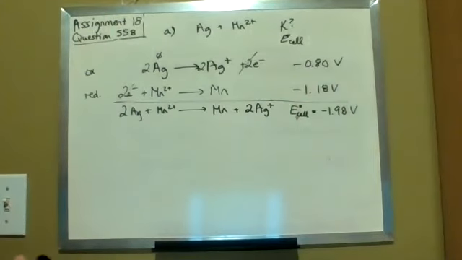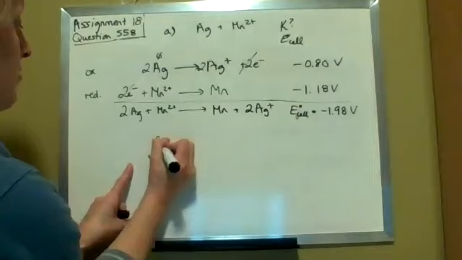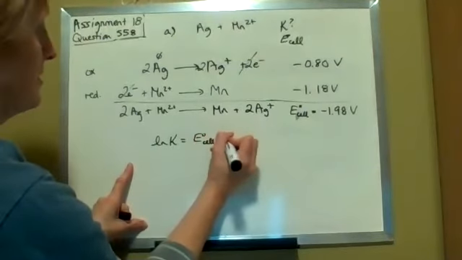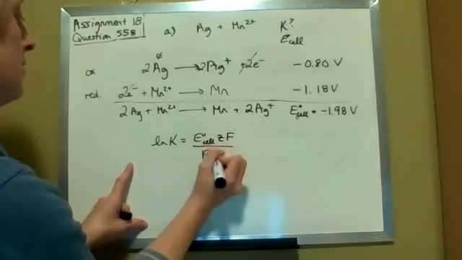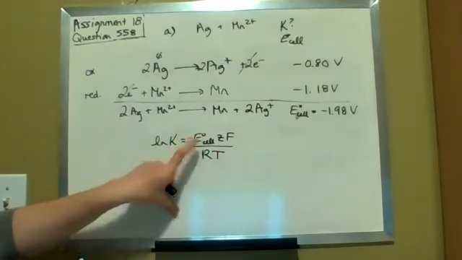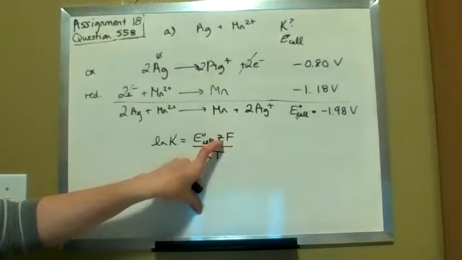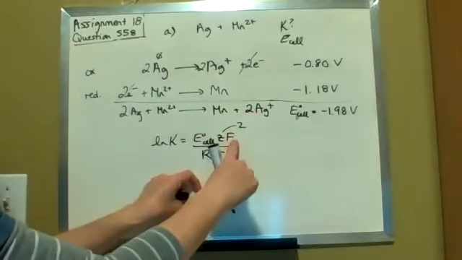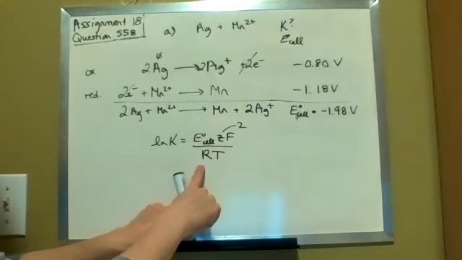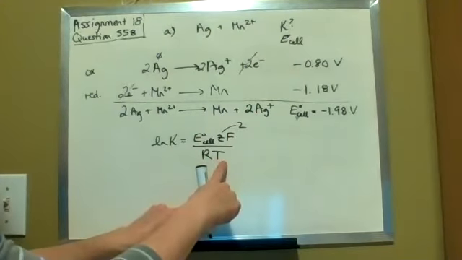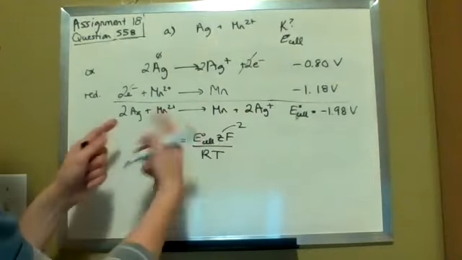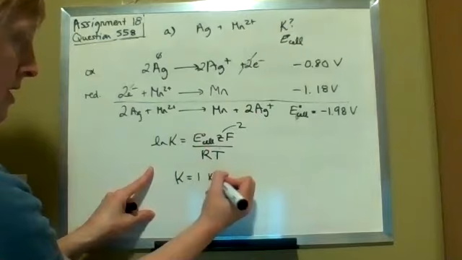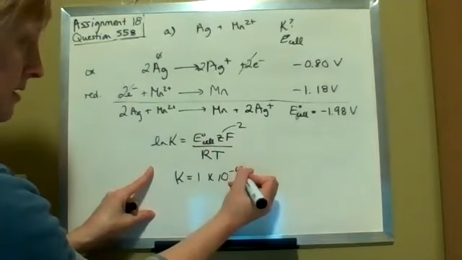And just like the question before this one, 42, our equation for K comes from this one here. We just found E0 cell. Z is the number of electrons transferred in the balanced equation, so in this case Z is 2. F is Faraday's constant. R is our gas constant, 8.314, and 298 for our temperature. After you do that, solve for K, your answer should be 1 times 10 to the minus 67.